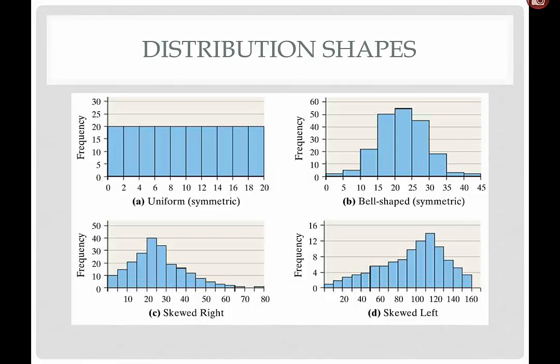All right, so remember the distribution shapes that we talked about previously. We have the uniform, where every data value had the same frequency. We have bell-shaped, where it starts off low, rises to a peak, and then comes back down. It's pretty symmetric. We have skewed to the right, where the highest peak is to the left, and there's a tail off to the right. And then we have skewed to the left, where there's a tail on the left-hand side, and the peak is towards the right-hand side.